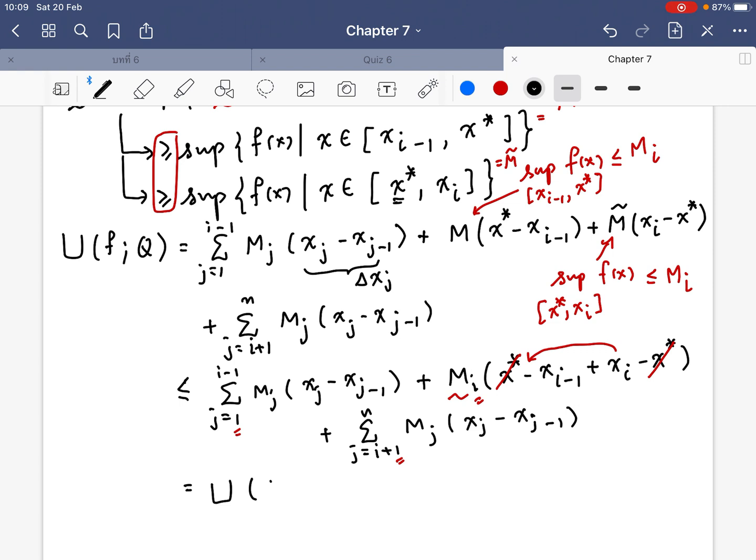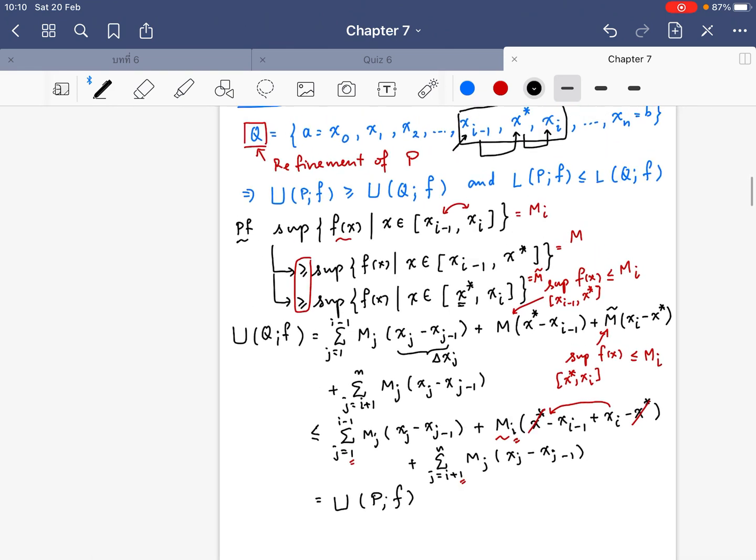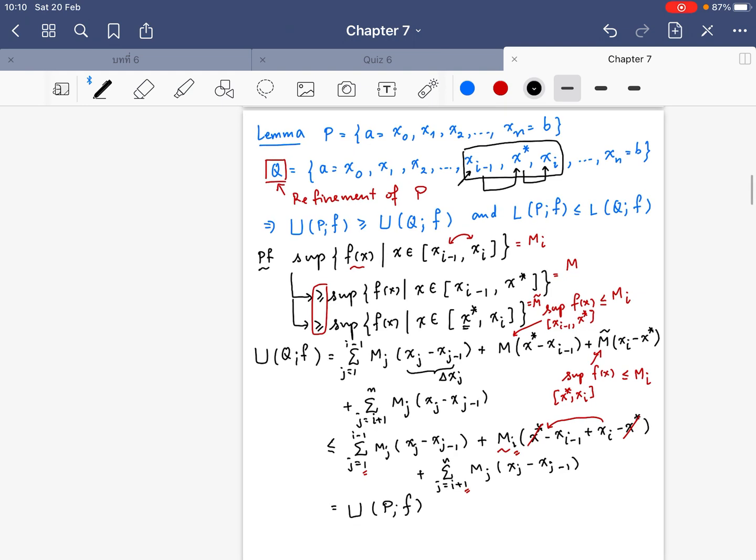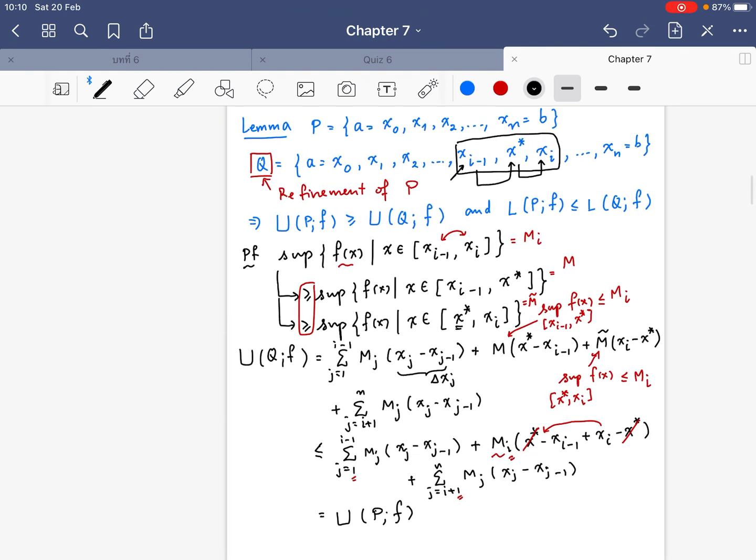I'm sorry, this one should be the partition goes first and then the f, right? Okay, the partition goes first and then the f. This one as well, the partition P goes first and then the function f, because it is like the partition without the x star. So this is the idea to get your first inequality.